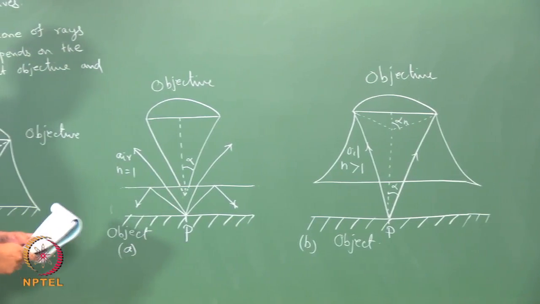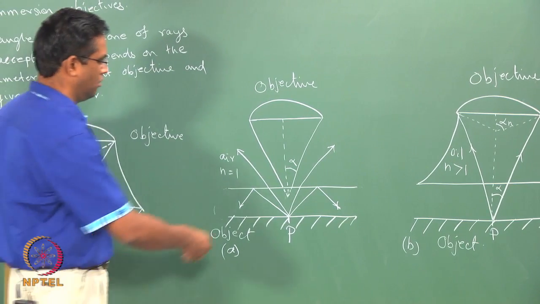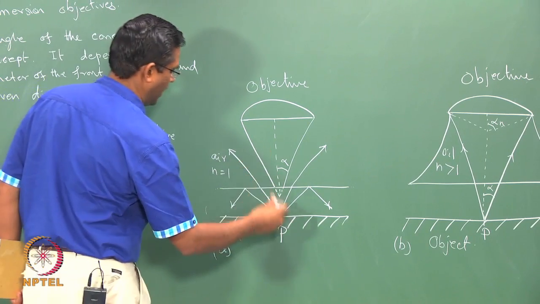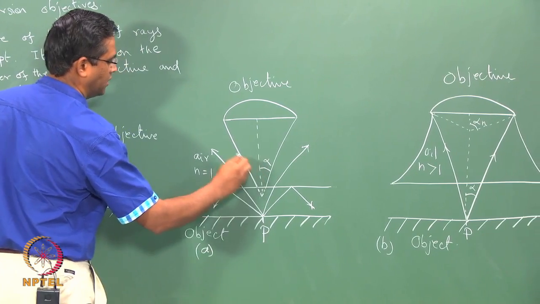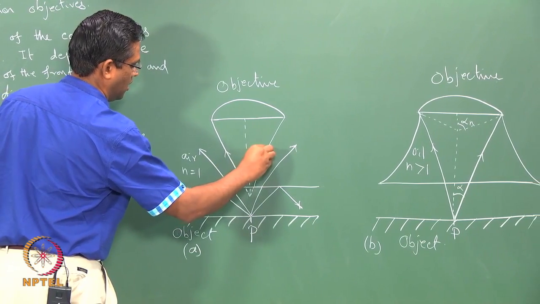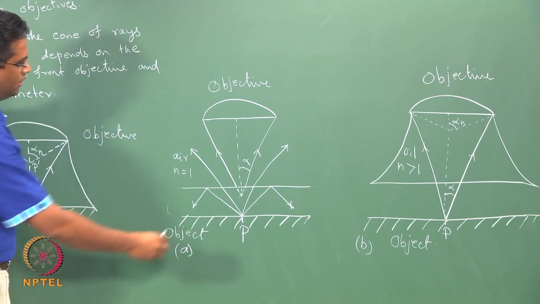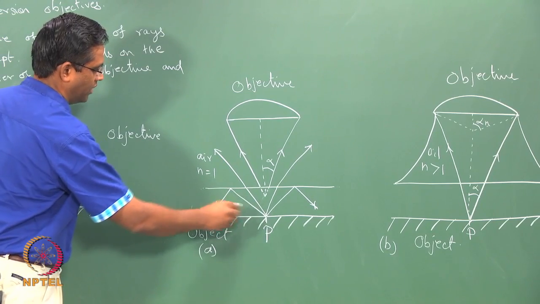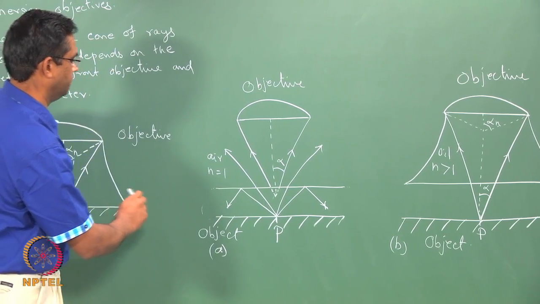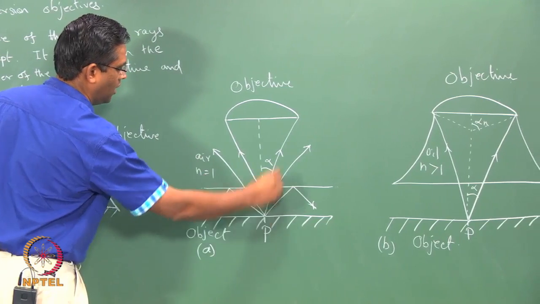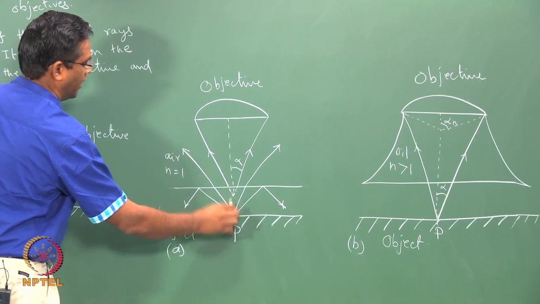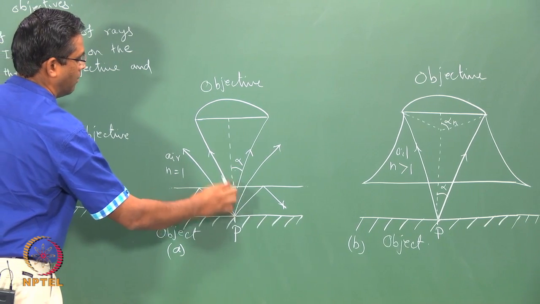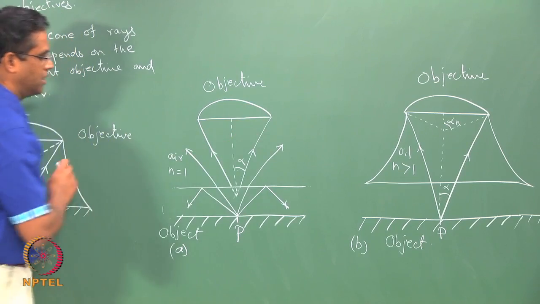So now let us compare these two. So this is an object with a cover slip, and you see that the light which is emanating from this object, before it gets collected into this objective lens, undergoes reflection as well as refraction. And only the rays subtending this angle, coming in within this angle, get collected into the objective.